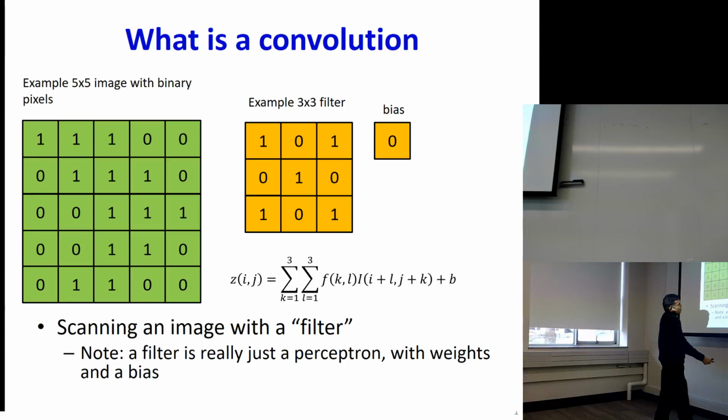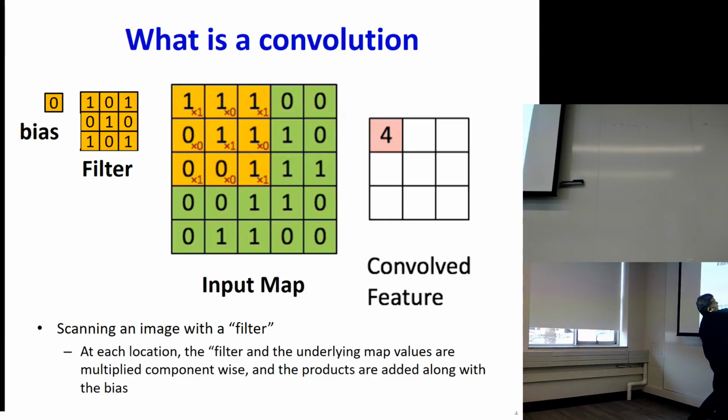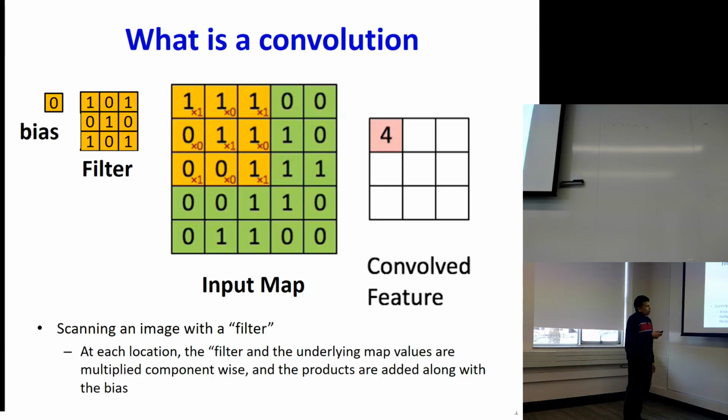So the output at any position, which is the contribution of just one map, is computed like this. To compute the output at any particular position, you put the weights on top of the corresponding location of the image, do a component by component multiplication, add the lot, and then add in the bias, which in this case is 0. Here you're going to see the answer is 4. So at each location, the filter and the underlying map values are multiplied component-wise, and the products are added along with the bias.